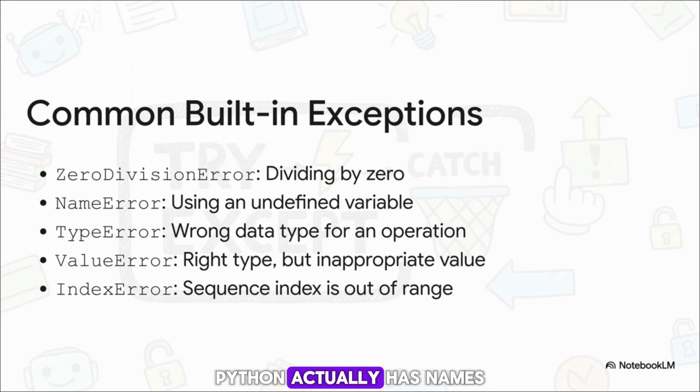And you know, Python actually has names for all these different kinds of walls. I'm sure you've seen some of these before. ZeroDivisionError, pretty self-explanatory. NameError is when you try to use a variable before you've actually created it. TypeError, that's when you're trying to, say, add a number and a word together. And ValueError is a little trickier. It's like the type of data is right, but the value just doesn't make sense in that context. Just being able to recognize these is half the battle.